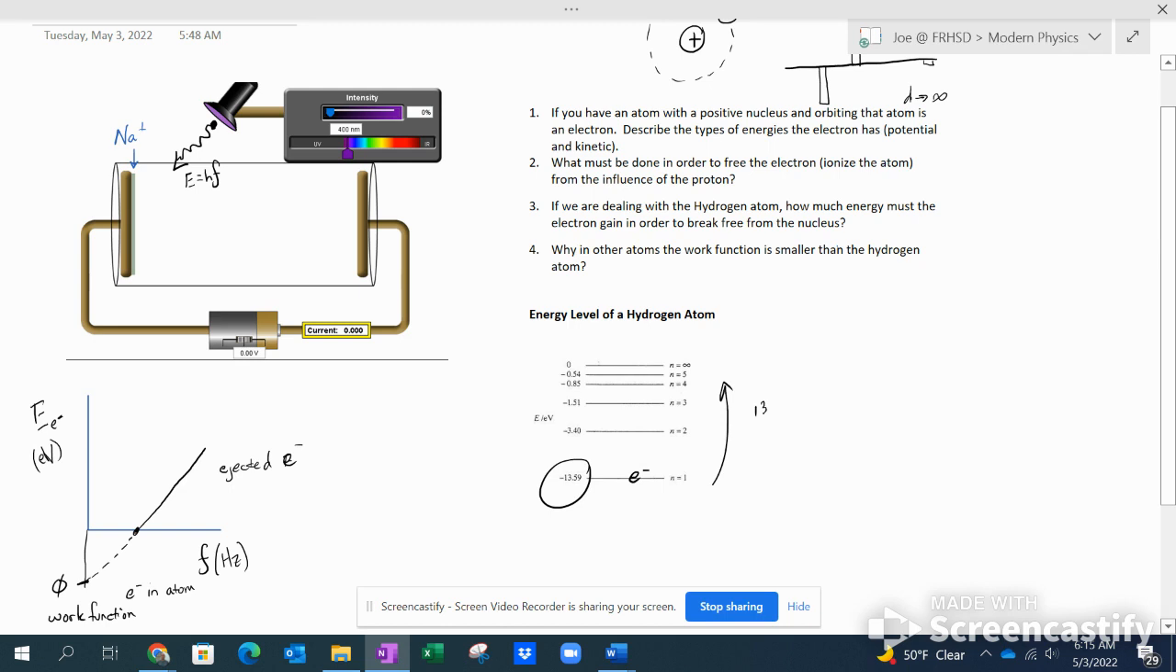13.6 electron volts of energy. So I would need a wave, a photon with that high frequency to get 13.6 units of energy to the electron so that it is ejected from the hydrogen atom.